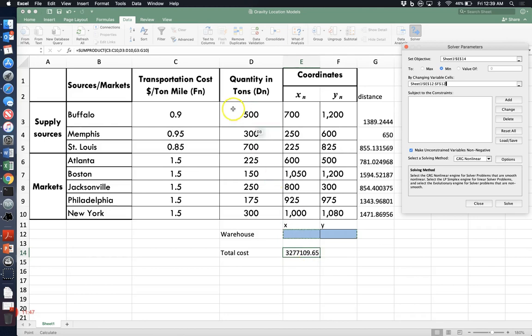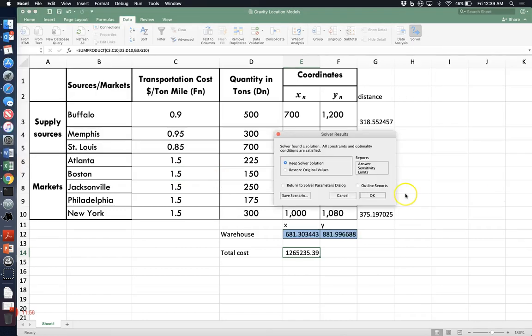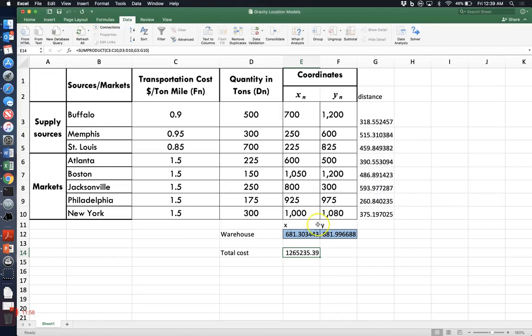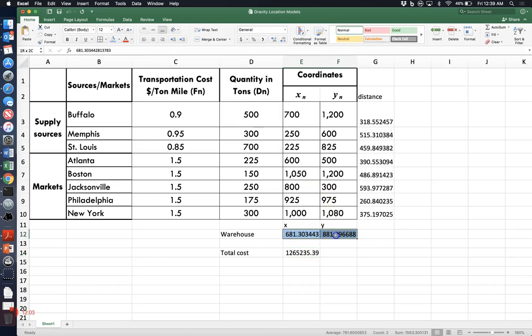So remember, the total cost function is we are multiplying the corresponding numbers and adding them up. So with this, the only thing left is to click on Solve, and voila, that's the answer. I'm just going to, for the sake of brevity, get rid of the decimals. Alright, so based on this, the x coordinate for the warehouse location is 681 and the y coordinate for the warehouse location is 882. That's 681 comma 882.